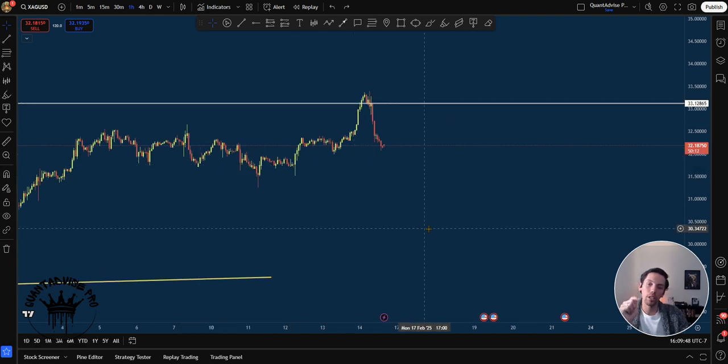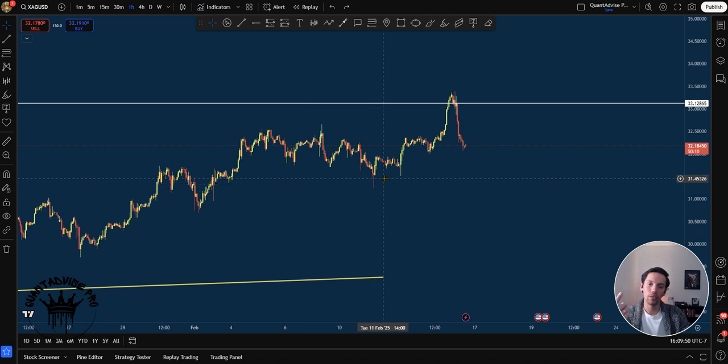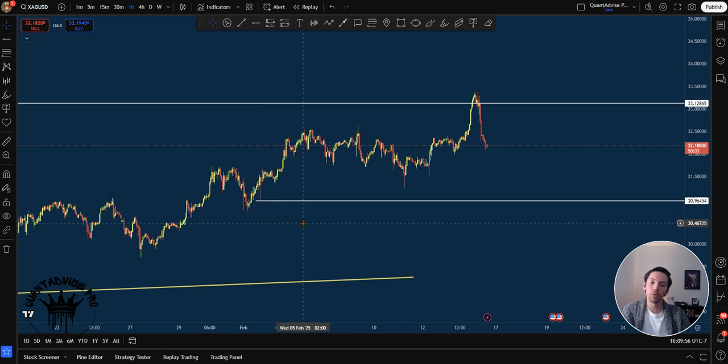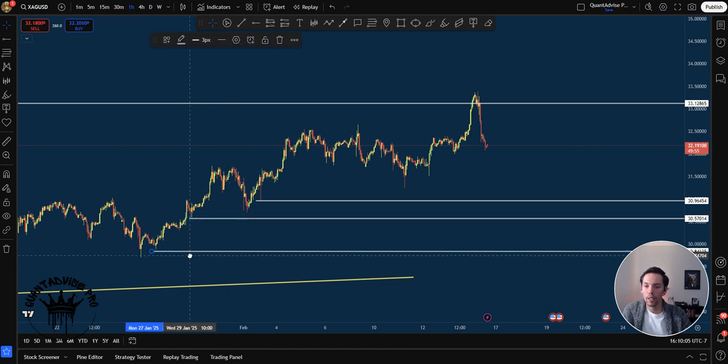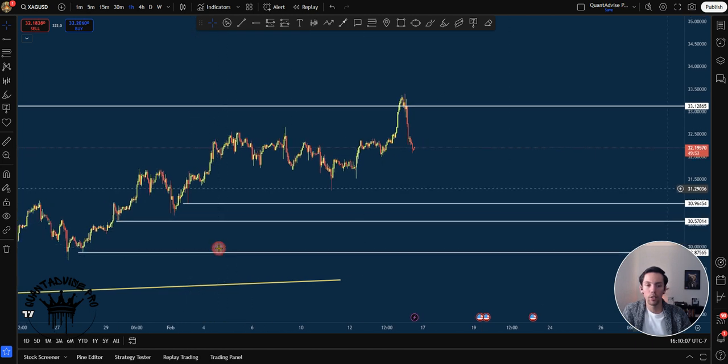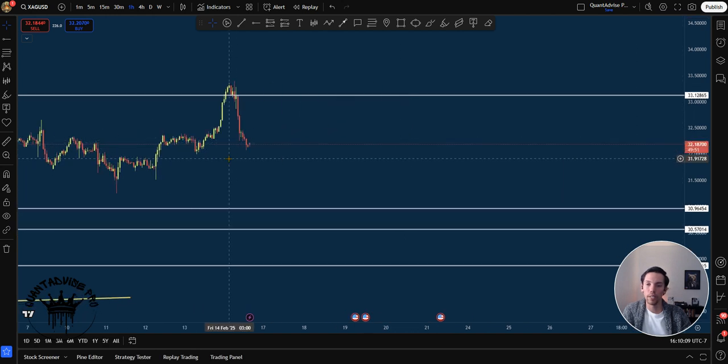I'm going to see on a lower time frame if there's anything of interest, but if not, I'm not really too worried about it. My only points of interest that I have on silver right now are this one, this one, and this one. So those are three areas of interest for me.